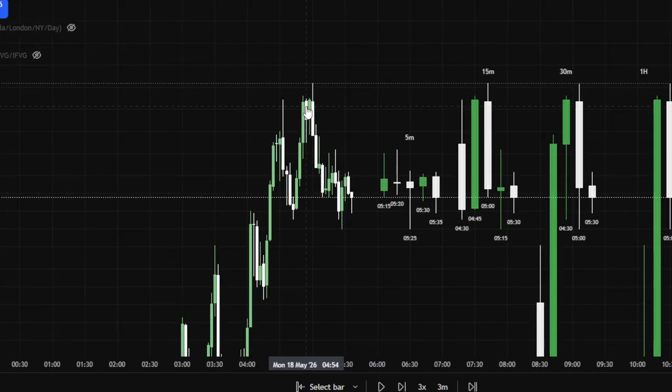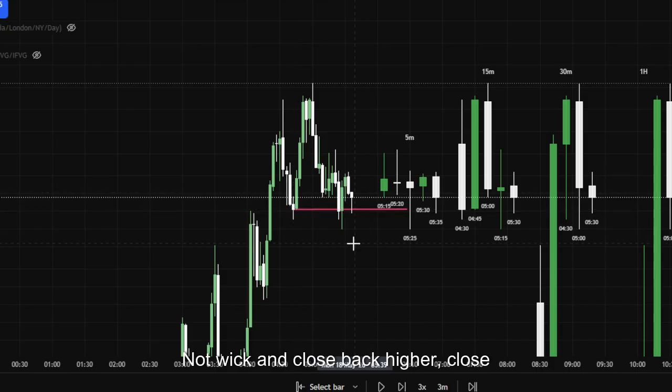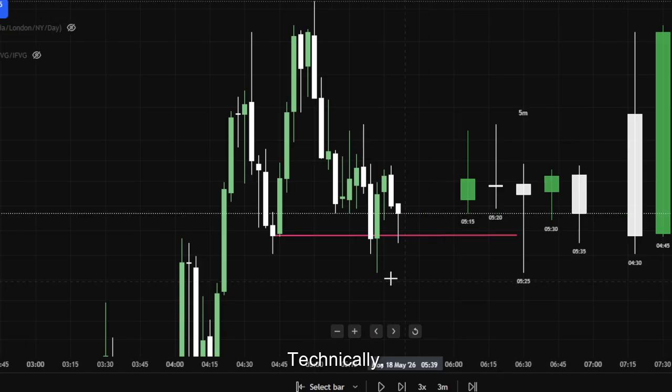What made this high? This swing high right here. I would argue that some might just use this single green candle. I would say that's pretty obtuse. I would use this. So this made the high, so I need to wait for price to close through. Not wick and close back higher, close through. Have we done that? Technically, although I don't like it, hardly, we technically do.